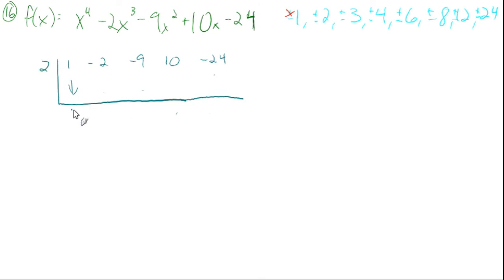Let's try 2. Bring down the 1. We get 2 times 1 is 2. We add, we get 0. 0, -9. 2 times -9 is -18. -8. And we get -16. That's not going to work. So let's get rid of all those. We'll try, let's see, what have we not had work? That didn't work. 2 didn't work. How about -2?